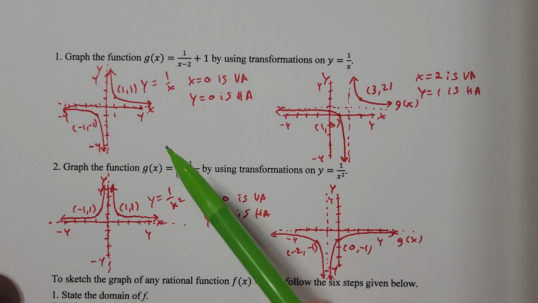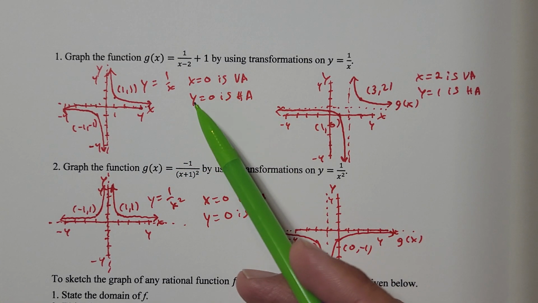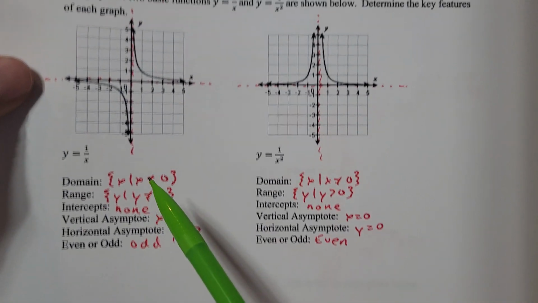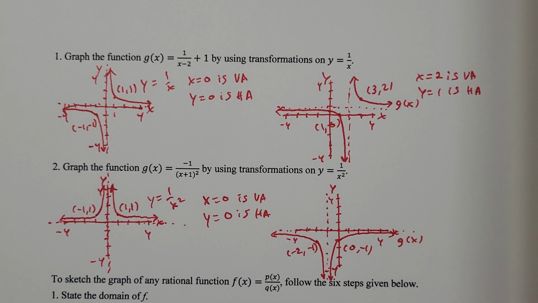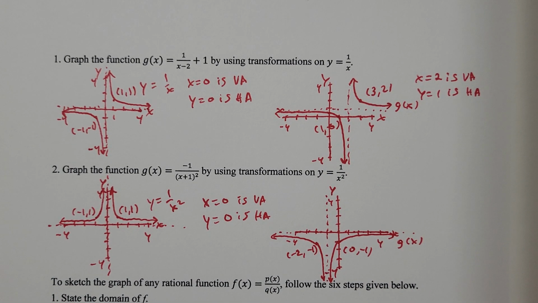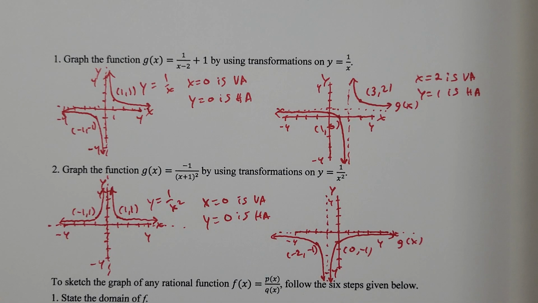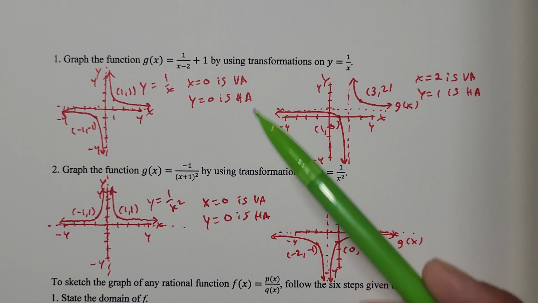And so I just redrew that, right? We know that x equals 0 is a vertical asymptote and y equals 0 is a horizontal asymptote. We just said that back in this problem. So using transformations, what does it mean if I replace x with an x minus 2? I'm going to have to shift the graph to the right 2 units. And then the plus 1 means I'll have to shift the graph up 1 unit.